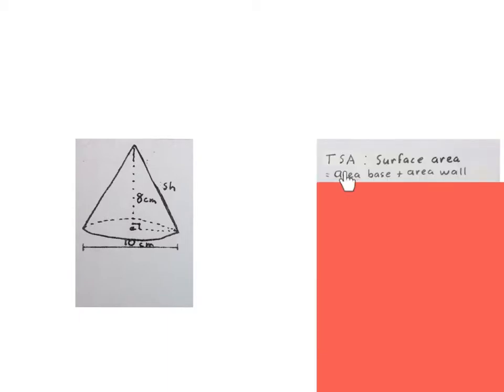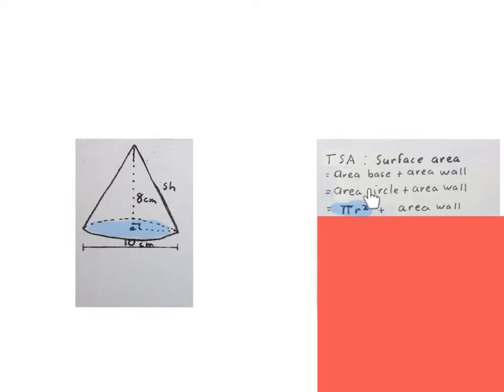To find the total surface area, you work out the area of the base, then you add the area of the wall. If you look at the shape, you'll see the base is a circle, and the area of the wall is the green part around, which we know as the cone. So we're going to work out the area of the circle, and then add it to the area of the wall. So the area of a circle is pi r square, and we still have to add the area of the wall.